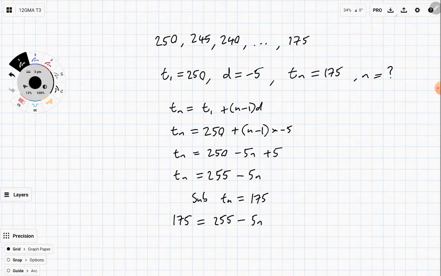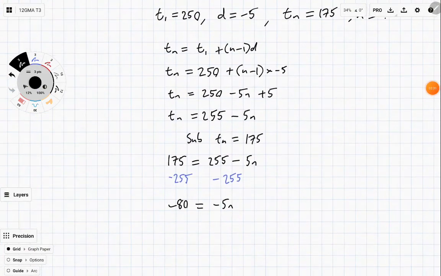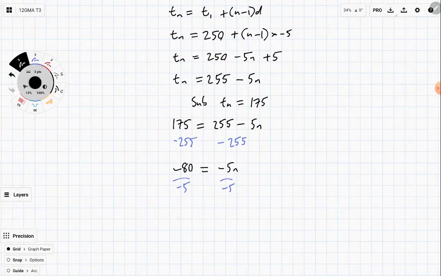Subtract 255 from both sides to leave us with minus 5n on the right-hand side. Then divide both sides by negative 5. And that leaves us with 16 is equal to n. So it must be the 16th term in the sequence. So T16 is equal to 175. And we have figured out the term number.